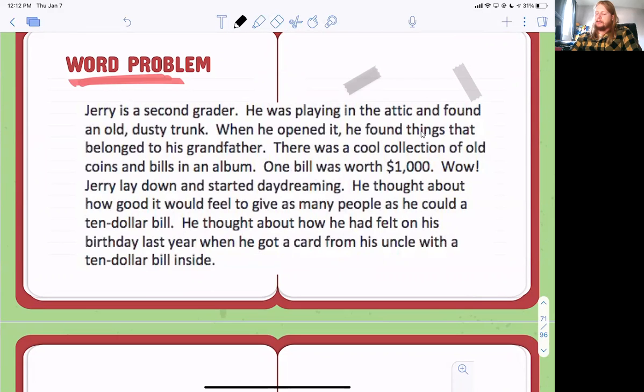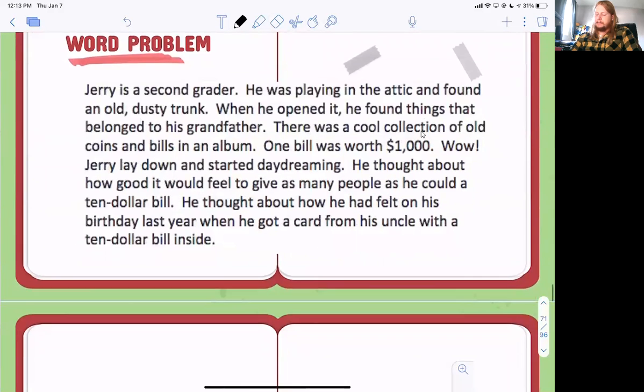Wow, Jerry started daydreaming. He thought about how good it would be to give as many people as he could a $10 bill. He thought about how he had felt on his birthday last year when he got a card from his uncle with a $10 bill inside.